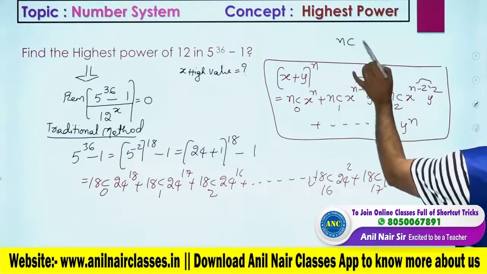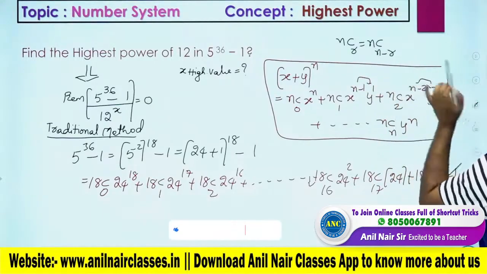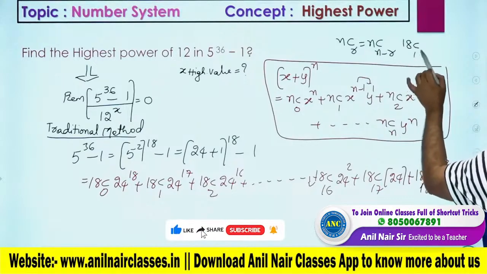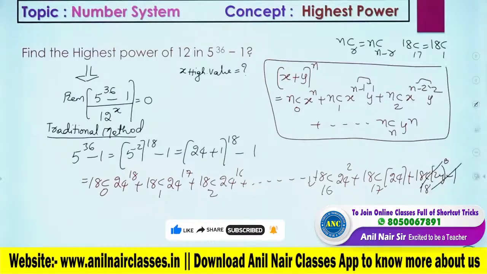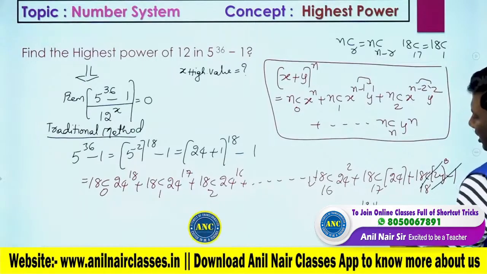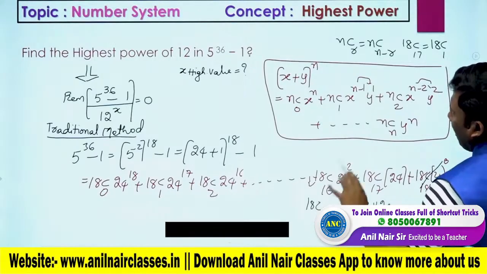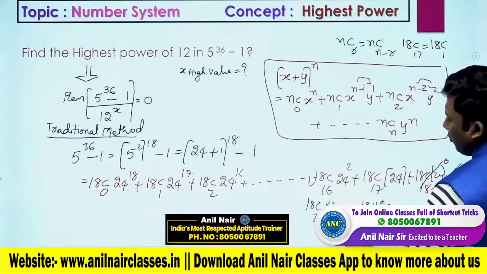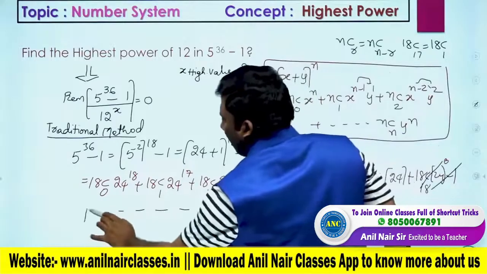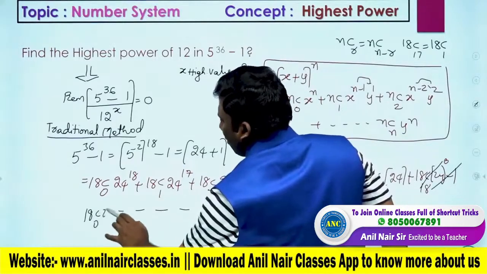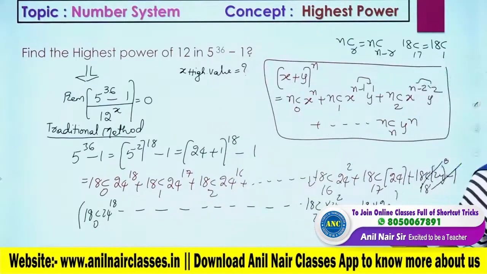18C17. nCr is also equivalent to nC n minus r. So 18C17 is equivalent to 18C1, selecting any one out of n, so it is 18 into 24. 18C16 is equivalent to 18C2, 24 square, and so on. 18C0, 24 power 18. Listen carefully, sir.